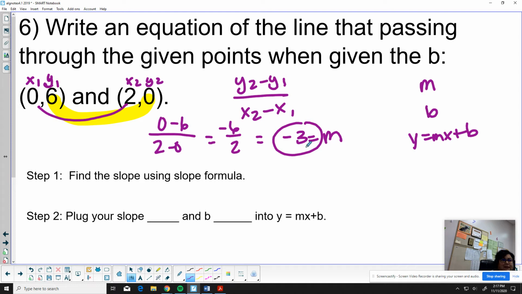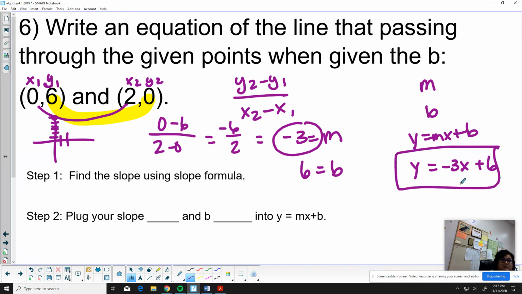And we're already given the b. We're given the b in the point. So if I were to graph this, 2, 0 is over here and 0, 6 is up here. And it crosses the y-axis at 6. So my b is 6. So now I can write the equation. y equals negative 3x plus 6. This is my answer.